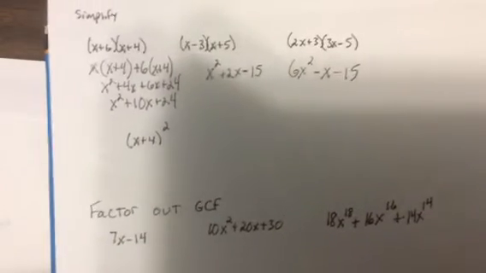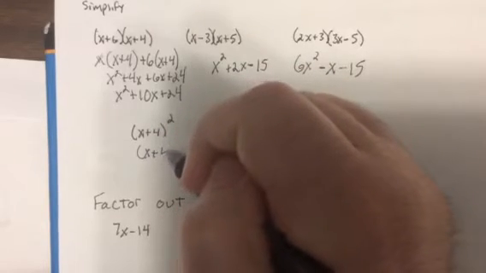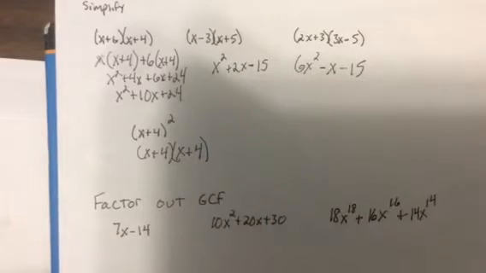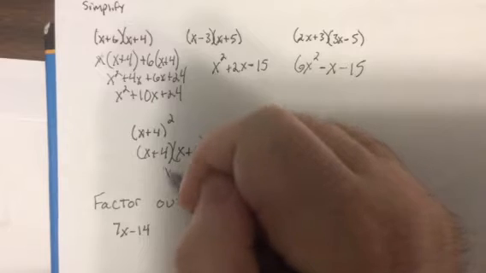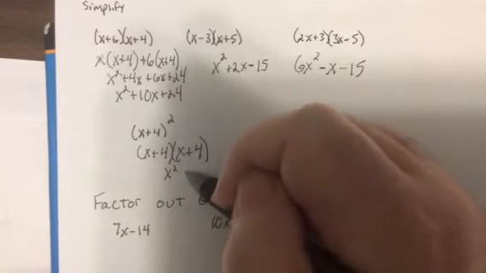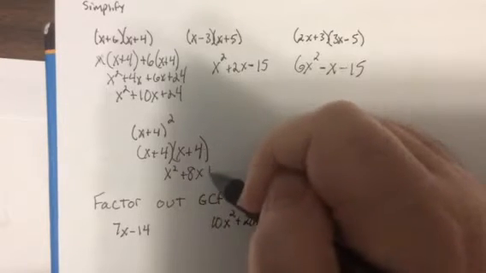Now, whenever you have a square, you write it twice to make it nice. So, it'd be x and x is x squared. 4x and 4x is 8x. 4 times 4 is 16.